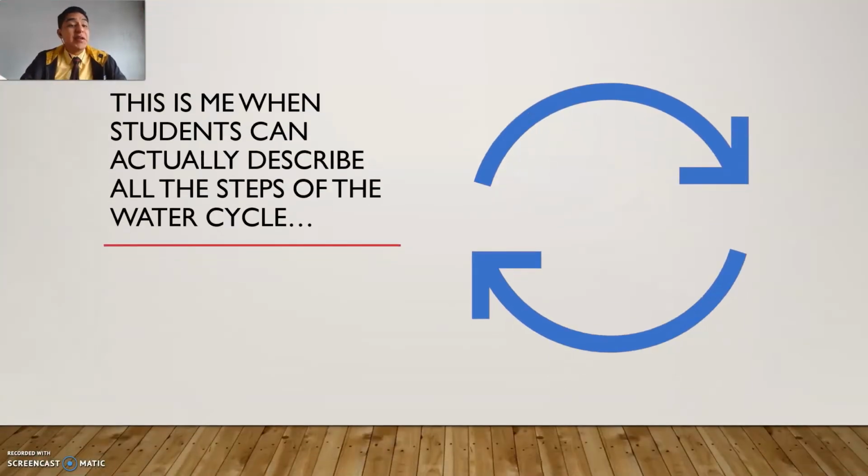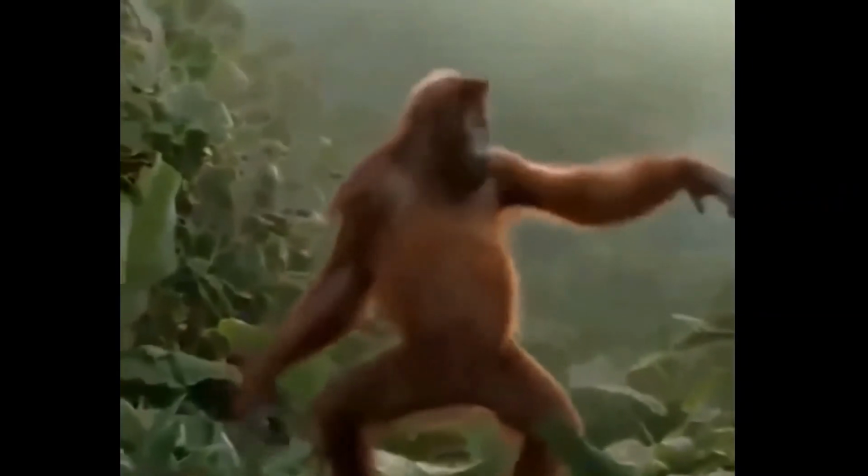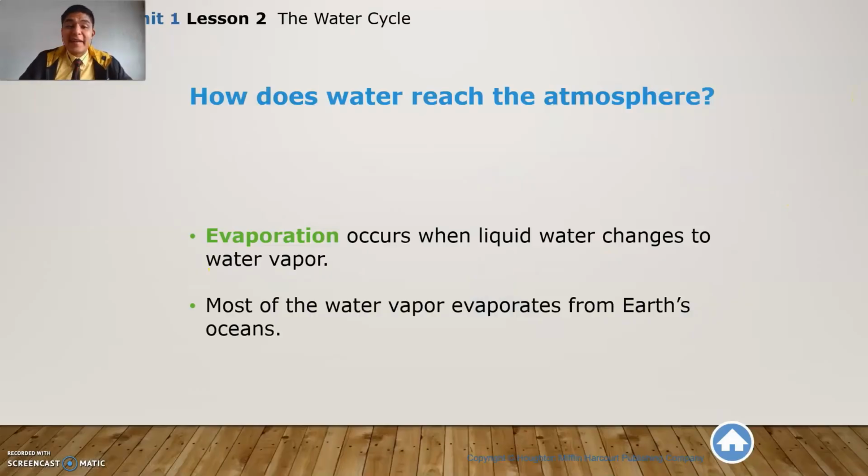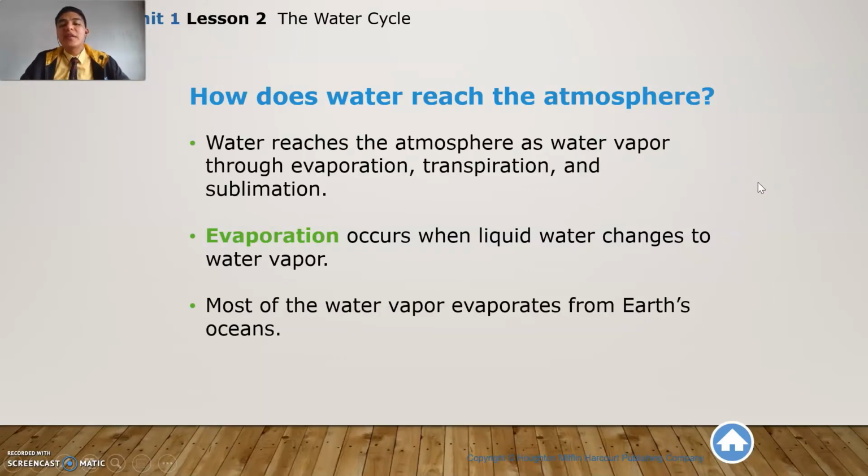So, this is me when students can actually describe all the steps of the water cycle. Let's continue. How does water reach the atmosphere? It reaches it through evaporation, when liquid water changes to water vapor. Most of the water vapor evaporates from Earth's oceans. Curious, right? And water reaches the atmosphere as water vapor through evaporation, transpiration, and sublimation.